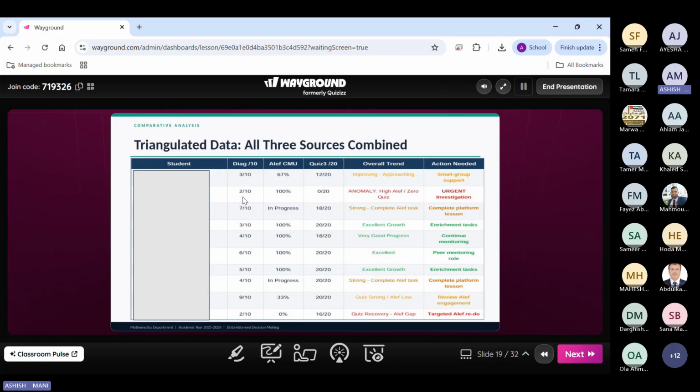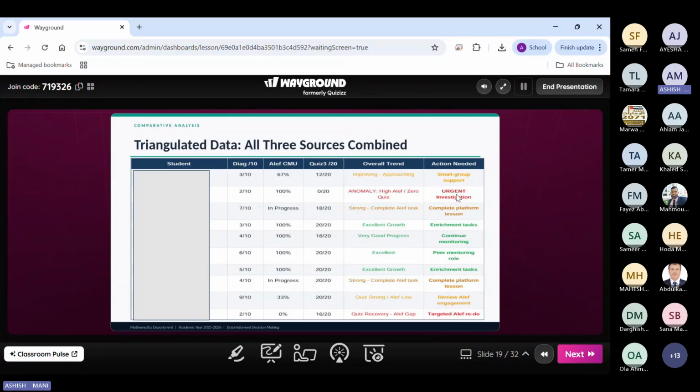For the second entry, the student got 2 out of 10 in the diagnostic test. In Aleph, he got 100%. But in the LMS, he got zero. Here is the contradiction, a big contradiction. Why Aleph 100%? Why LMS 0%? Here I have to do an investigation. I have to check whether there's a technical problem or what is the reason he got zero in the quiz.